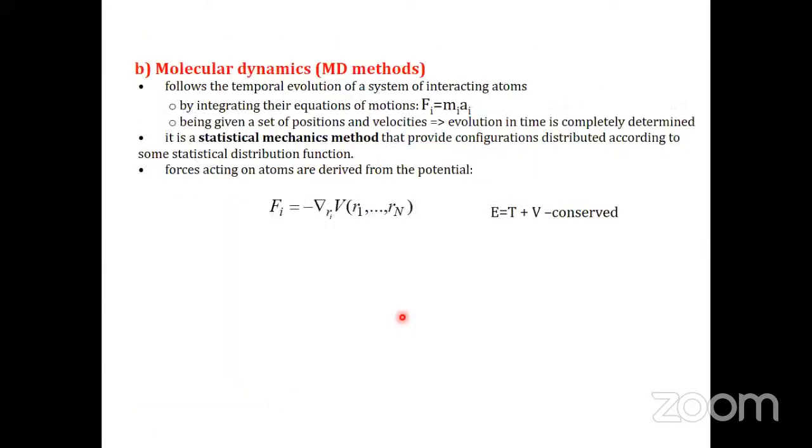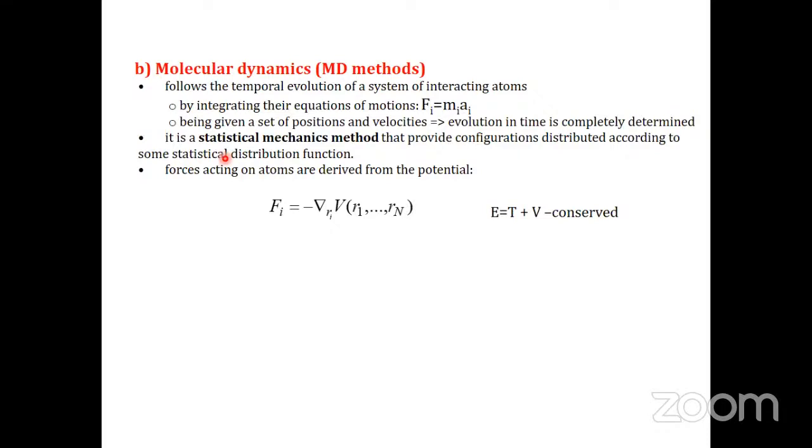The next computational method is the molecular dynamics method. It follows the temporal evolution of systems of interacting atoms. By integrating their equations of motion, that is force equals mass times acceleration, it gives a set of positions and velocities. Evolution in time for this type of computation is completely determined, and it is a statistical mechanical method that provides configurations distributed according to some statistical distribution function.